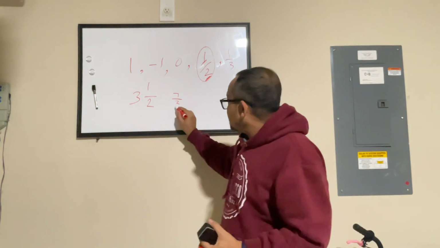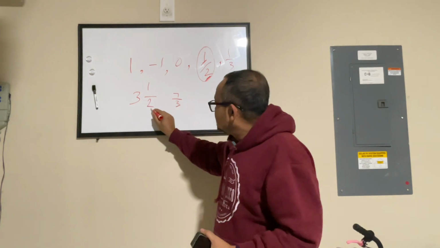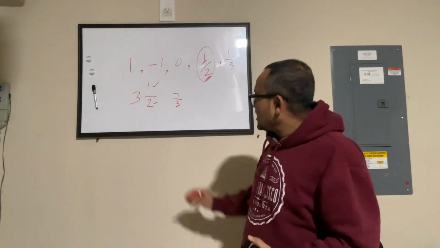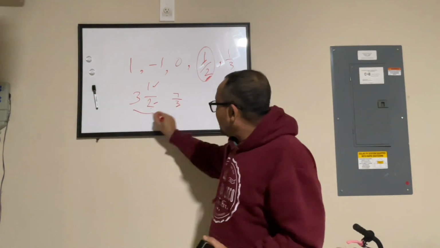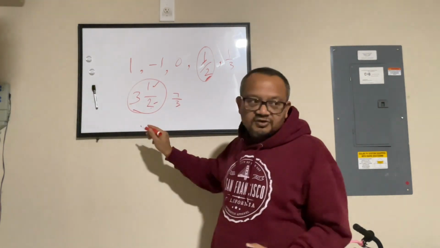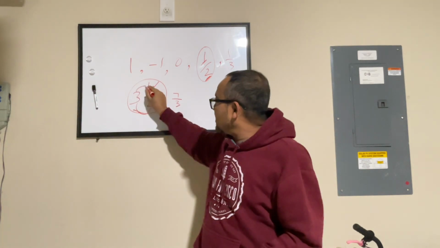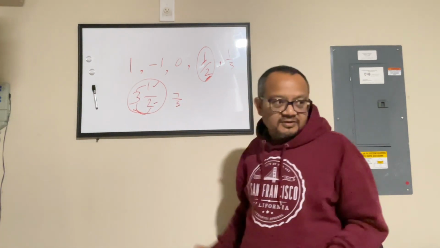Now, what did she do? This is the denominator, this is the numerator. If you have any mixed number like this, multiply this with this and then add this. That's what you do.